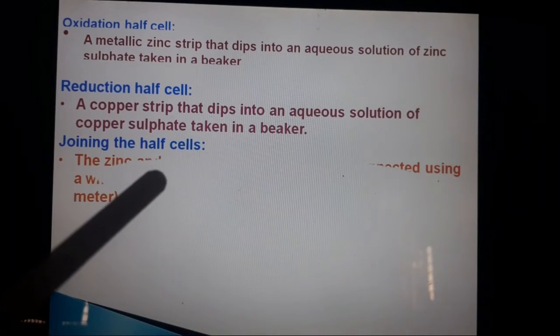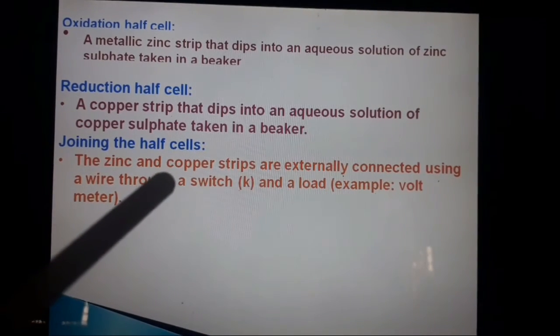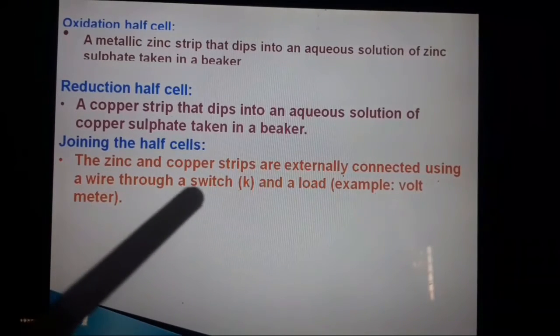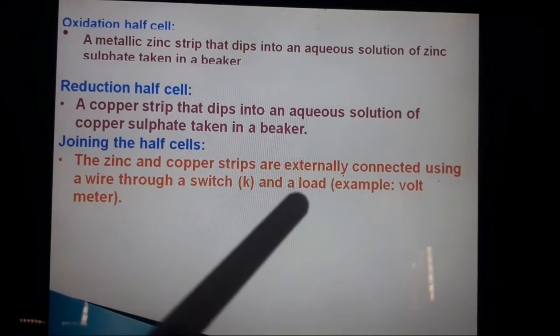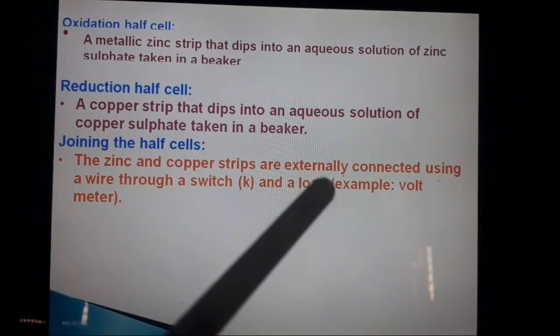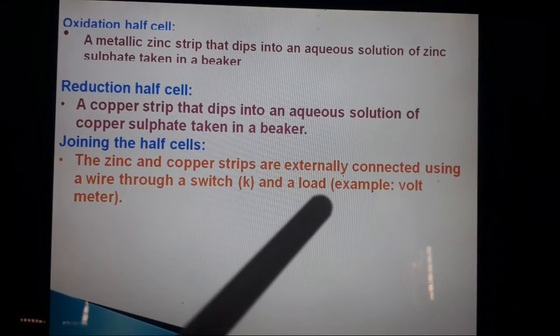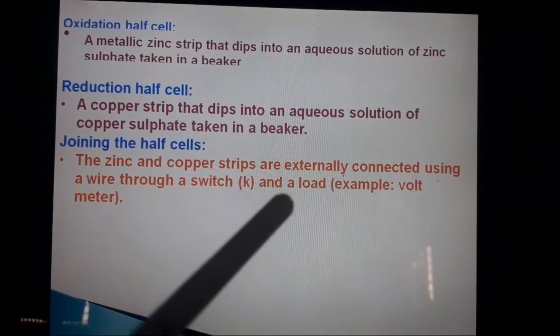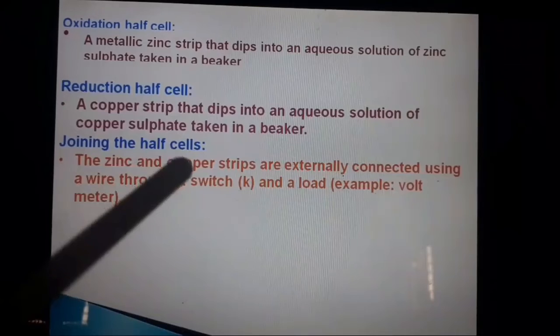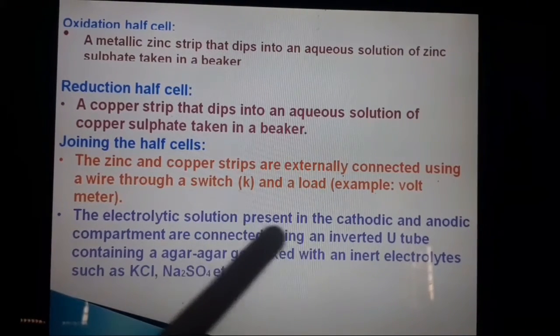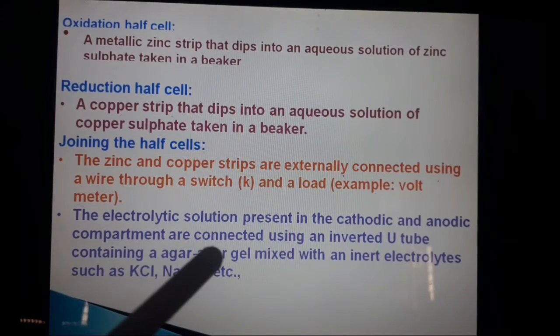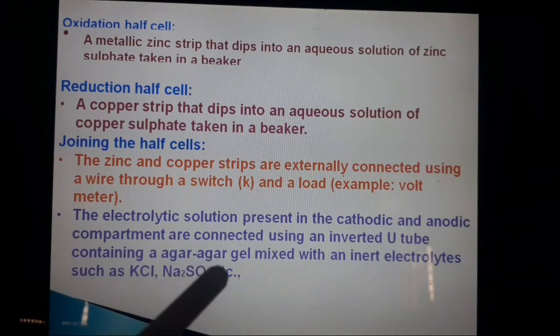Joining the two cells, one salt bridge is there. The zinc and copper strips are externally connected using wire through the switch and load. Load means voltmeter for measurement of the flow of current. Okay, this is joining the two half cells. The electrolytic solutions present in the cathodic and anodic compartments are connected using an inverted U-tube. Inverted U-tube means that is the salt bridge of the cell.